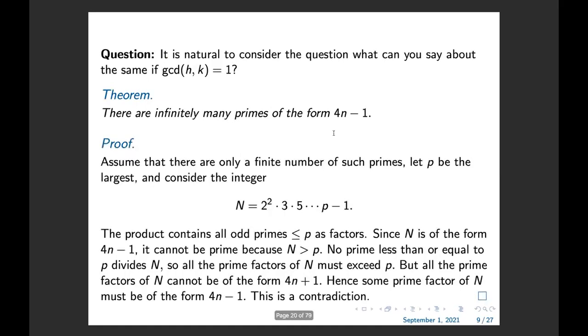Again, here we use the method of contradiction. First assume that there are only finitely many numbers which are prime and which have this form, and let p be the largest among all of them. Then we consider this integer n, which is the product of 4, 3, 5 up to p, minus 1. But this product contains all the odd primes which are less than or equal to p. Now we know that the form of n is of this sum. This sum is of the form 4n minus 1.